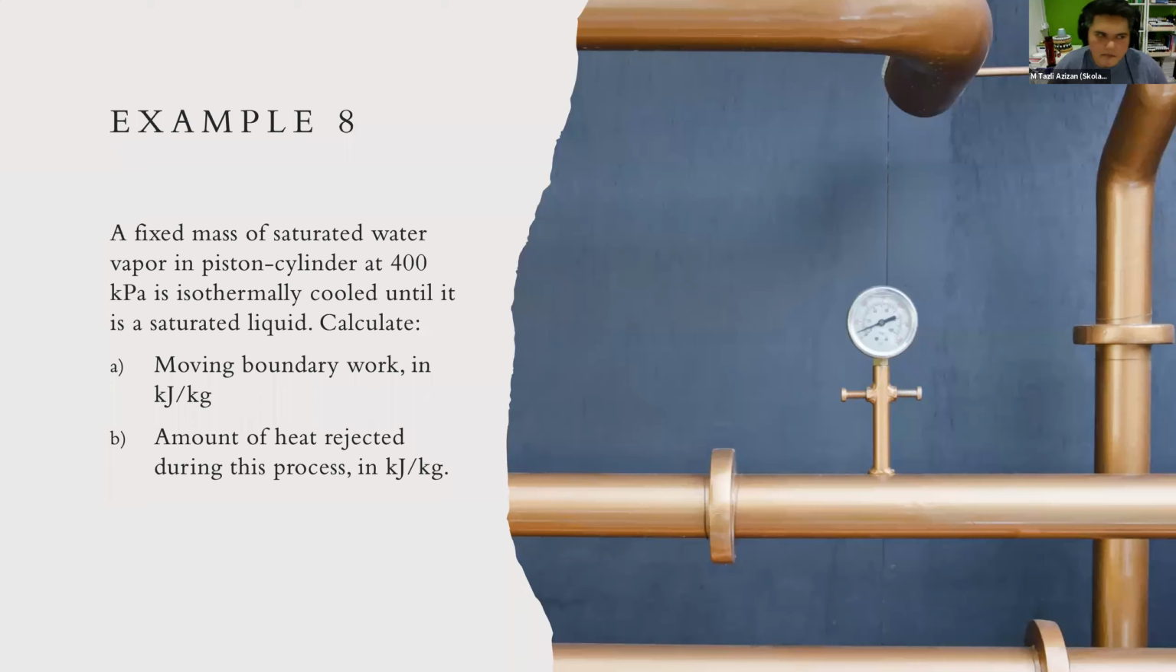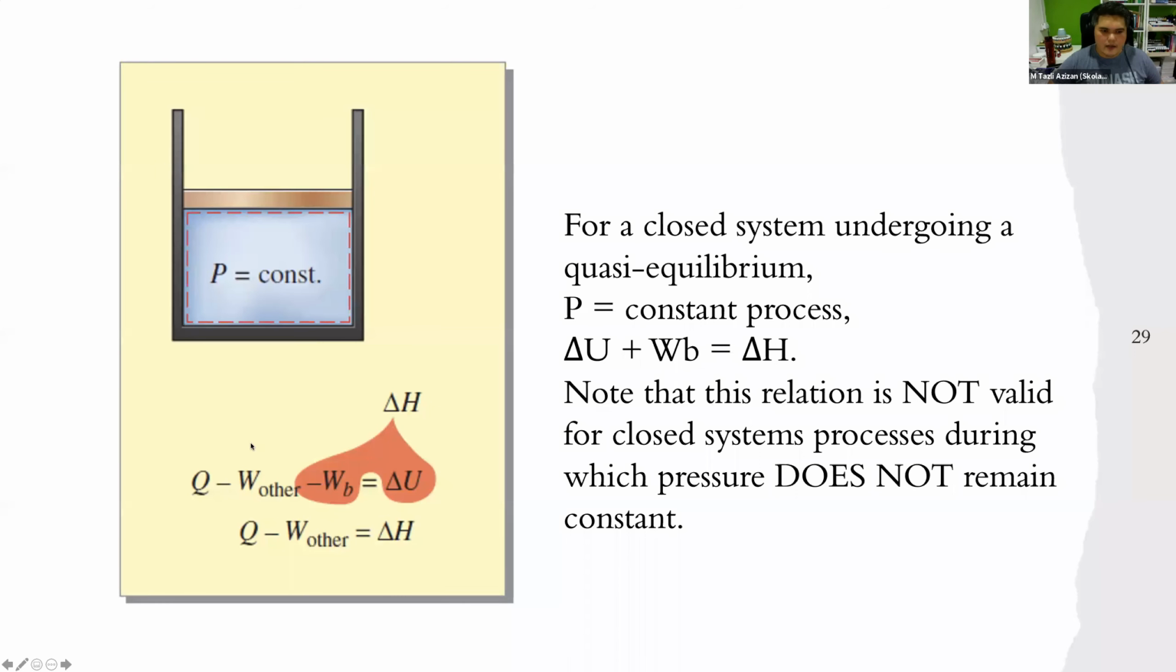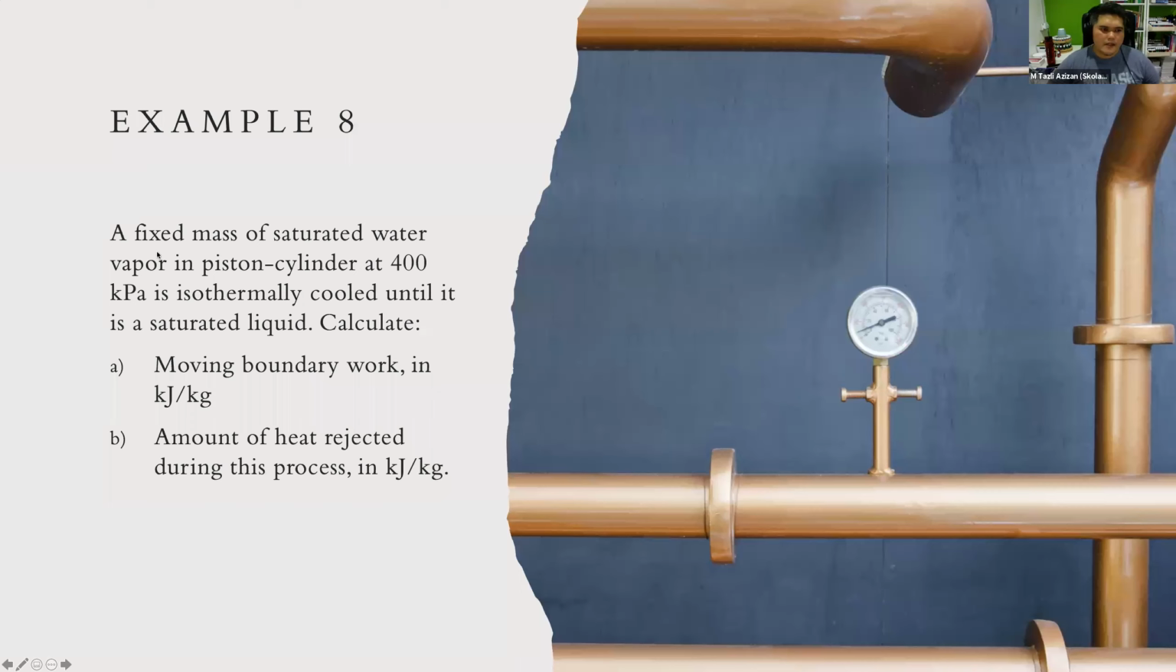Okay, let's have a look at the example. A fixed mass of saturated water vapor in a piston cylinder at 400 kilopascal is isothermally cooled until it is a saturated liquid. Calculate the moving boundary work in kilojoule per kilogram and the amount of heat rejected during this particular process in kilojoule per kilogram. So this is where we look back at the important parameters here. A fixed mass. When it says a fixed mass, the mass doesn't change, doesn't go anywhere.